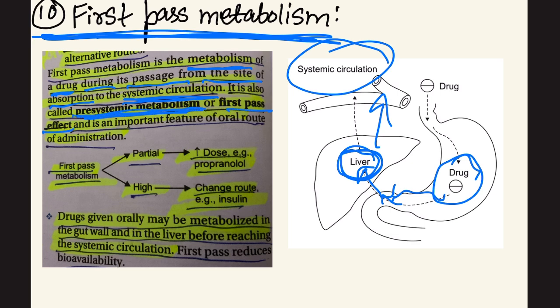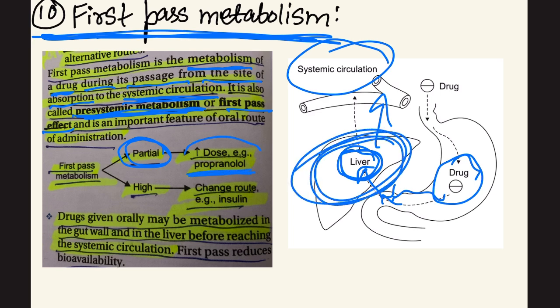pre-systemic metabolism. So suppose if the drug is having partial first pass metabolism, in that case what we have to do, we will have to increase the dose of the drug, because the amount of the drug which is reaching the systemic circulation will be less than what we are expecting, because most of the drug is getting metabolized in the liver. So for drugs like propranolol, we have to increase the dose.